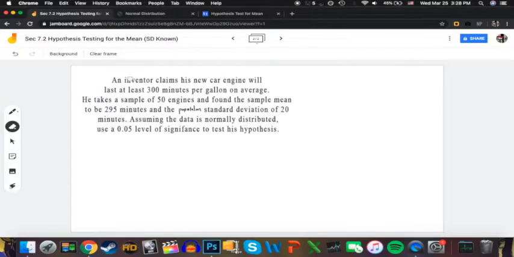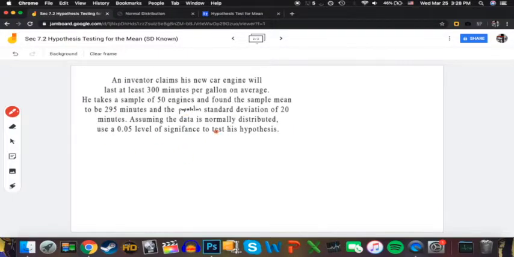So let's suppose that an inventor claims that his new car engine will last at least 300 minutes per gallon on average. Now he takes a sample of 50 engines. He found that the sample mean was 295 minutes and the population standard deviation was 20 minutes. And we're going to assume that this data is normally distributed, and we're going to use a 0.05 level of significance to test this hypothesis.